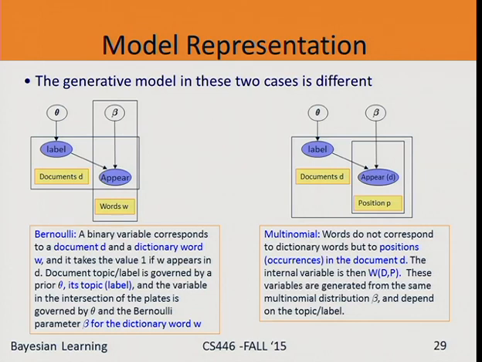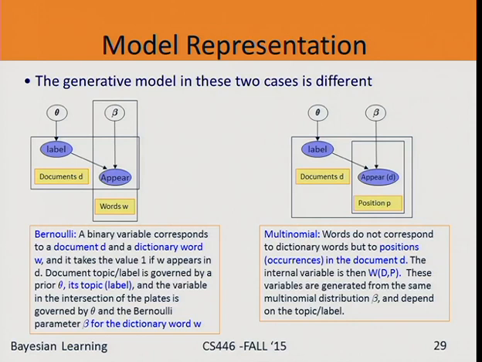So this is simple. In the Bernoulli case, independently of the document, I have a dictionary and I'm just choosing words from the dictionary. And I'm going to choose this using this probability distribution. And the variable in the intersection of the plates is really governed by both of them.